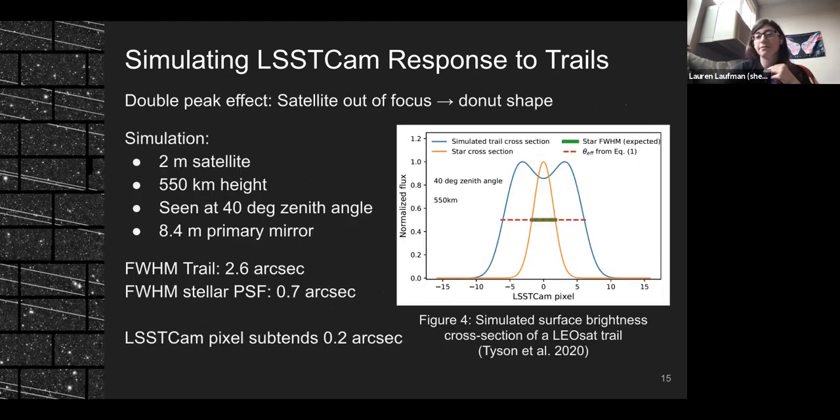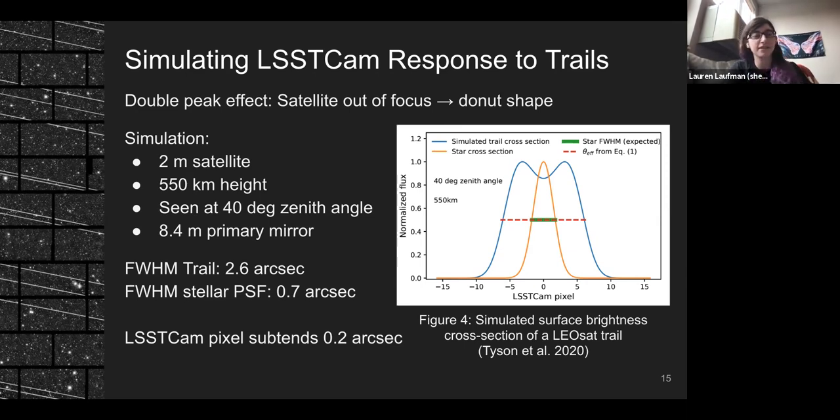Now, you may wonder why this simulated trail's cross-section over pixels is double peaked. It's because the satellite is technically out of focus. Telescopes, when they're in focus, will be looking at stars or galaxies, but those are very far away. And so when you have something close up that's out of focus, it kind of just looks like a donut. And that's how you know you've made a mistake, if you're actually observing and everything looks like a donut.